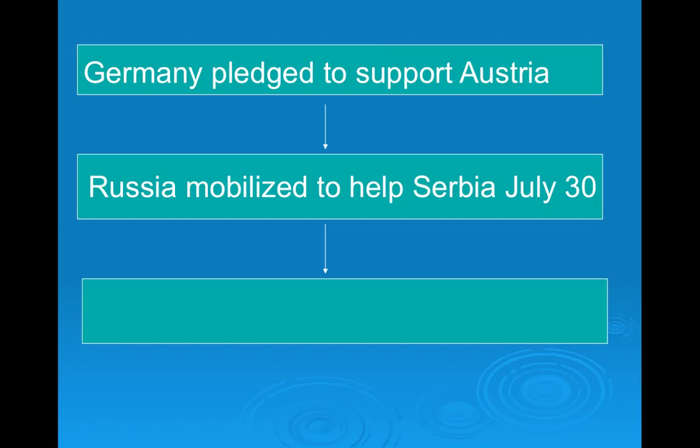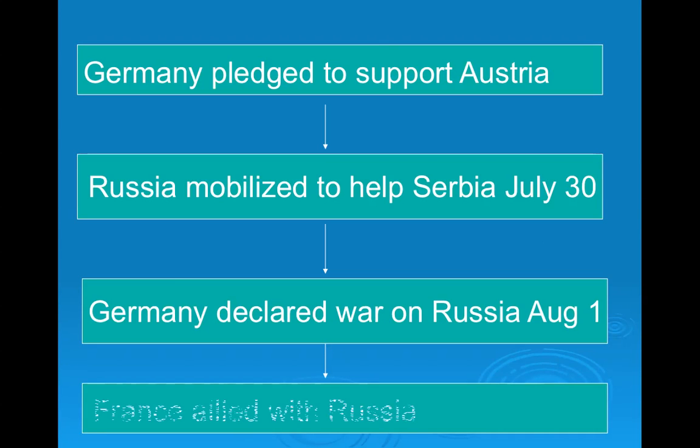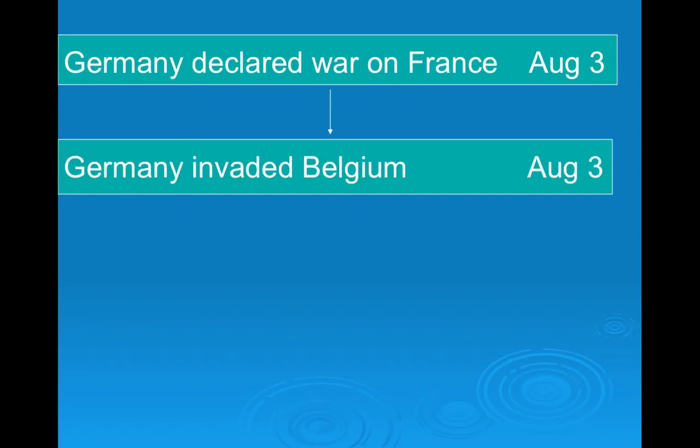You get where these alliances are coming from, and all these people want land and have guns. Germany declares war on Russia. All of a sudden, everybody hates each other. France gets in with Russia. All of a sudden now, Germany declares war on France. Oopsie daisy, Germany invades Belgium.